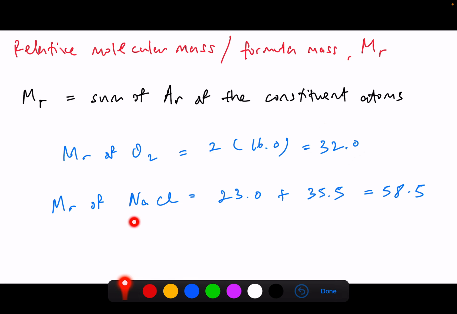We're talking about the formula mass of sodium chloride. The Mr of sodium chloride would be the sum of the Ar of sodium and the Ar of chlorine, which is 23 from sodium and 35.5 from chlorine, giving an Mr of 58.5. It's very simple.